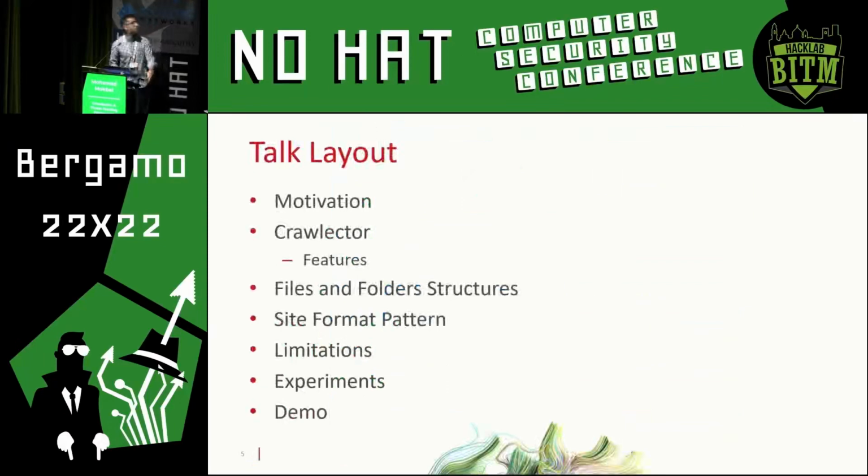The talk layout consists of the following key steps. First, the motivation: why did I write this framework in the first place? Then Crawlector itself, the framework, and the features it consists of in terms of design, architecture, and whatnot. Then it will take a couple of slides to talk about the files and folder structure of the framework, because it consists of a lot of files, folders, and configuration information. Then the supported formatted patterns, since the input is a list of domains, but it accepts different types of domains. Then some of the limitations, which are design choices, and then experiments to prove the effectiveness of the framework itself, and then a demo if I have any time left.